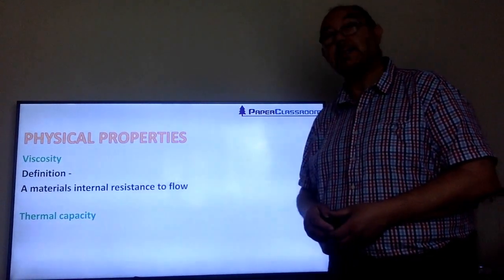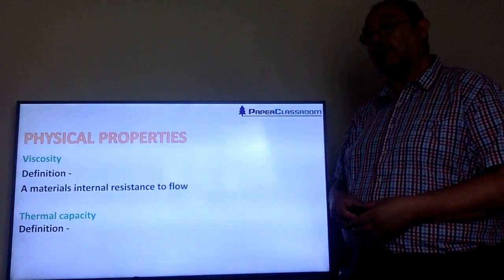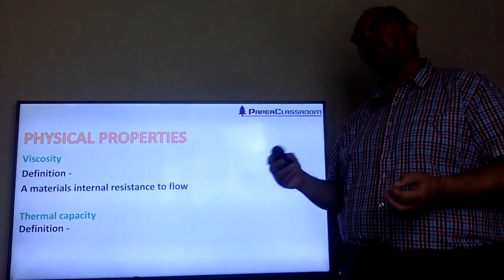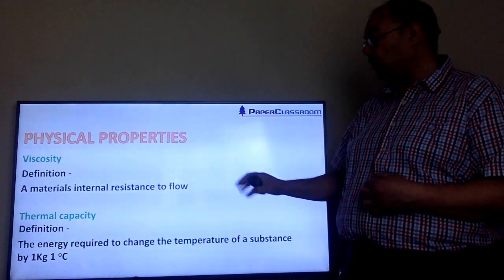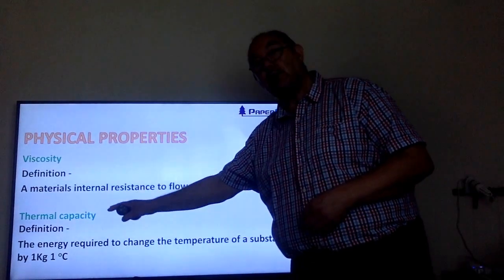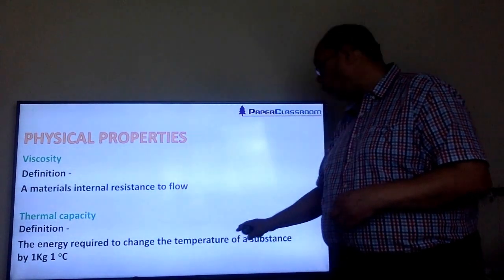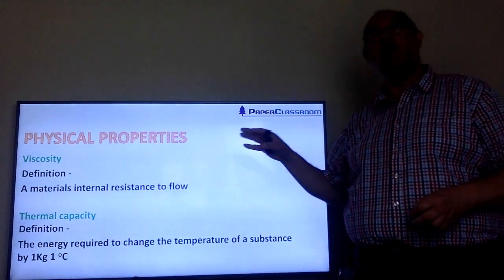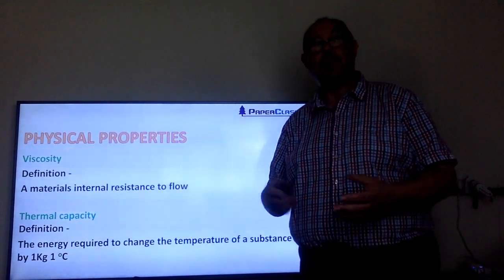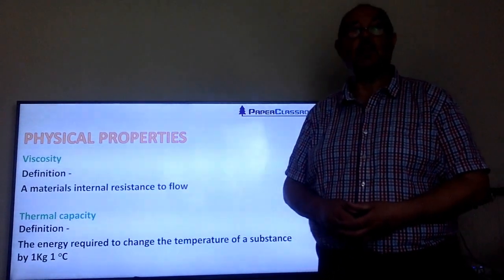And thermal capacity, what do we mean by thermal capacity? It's how much heat it's holding, but the actual strict definition of thermal capacity is the energy required to change 1 kilo of substance by 1 degree C. So there's two definitions that we really need to know.